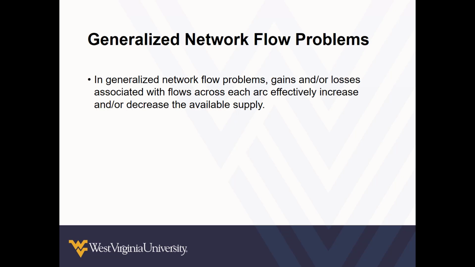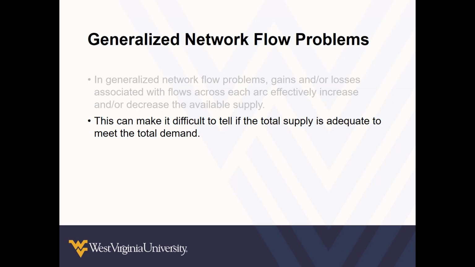In generalized network flow problems, gains and losses associated with flows across each arc effectively increase and decrease the available supply. So, like I said, one of the first things that we do when we work on developing and building these network flow problems in Excel to use in Solver is we consider the relationship between the supply and the demand. And when there are scenarios where there may be gains and losses associated with flows over each arc, that can really influence which rules you use as you set up the problem in Solver.